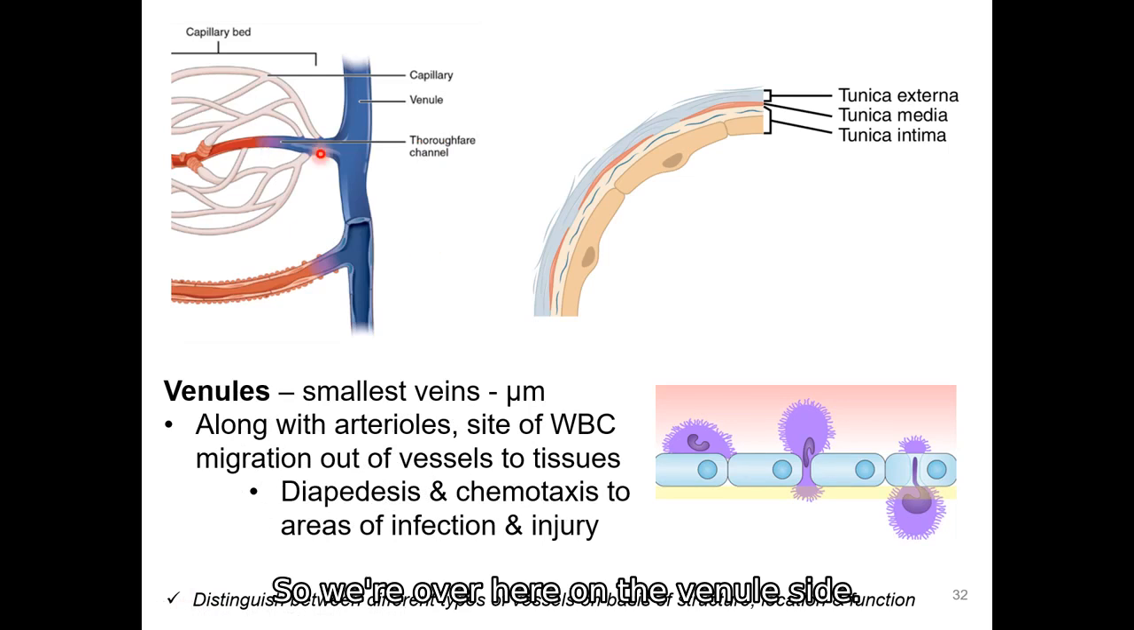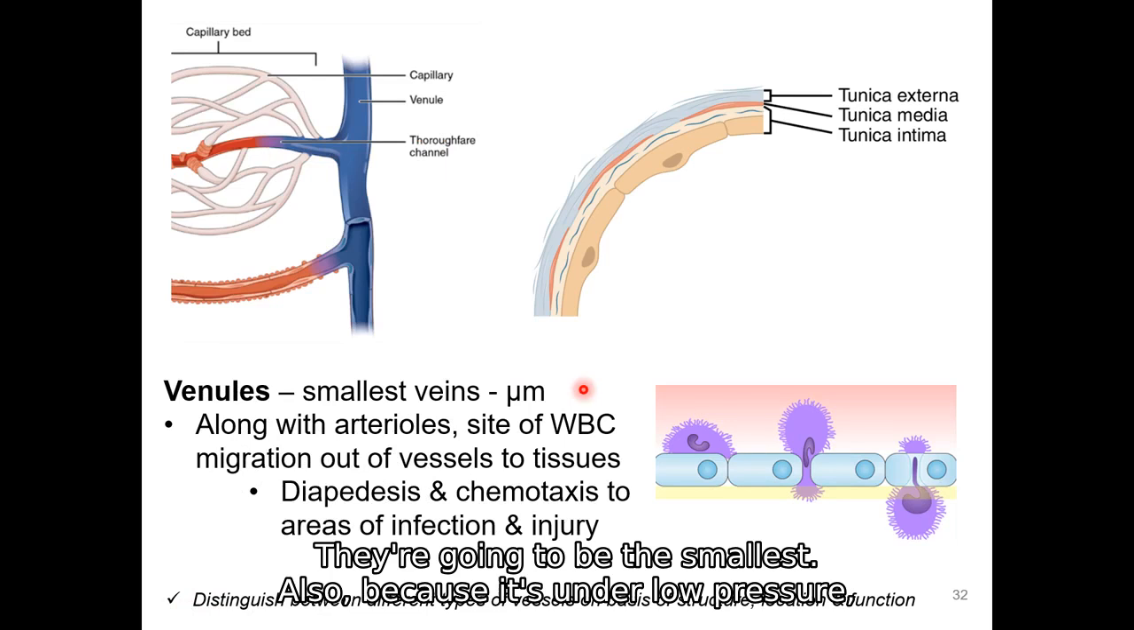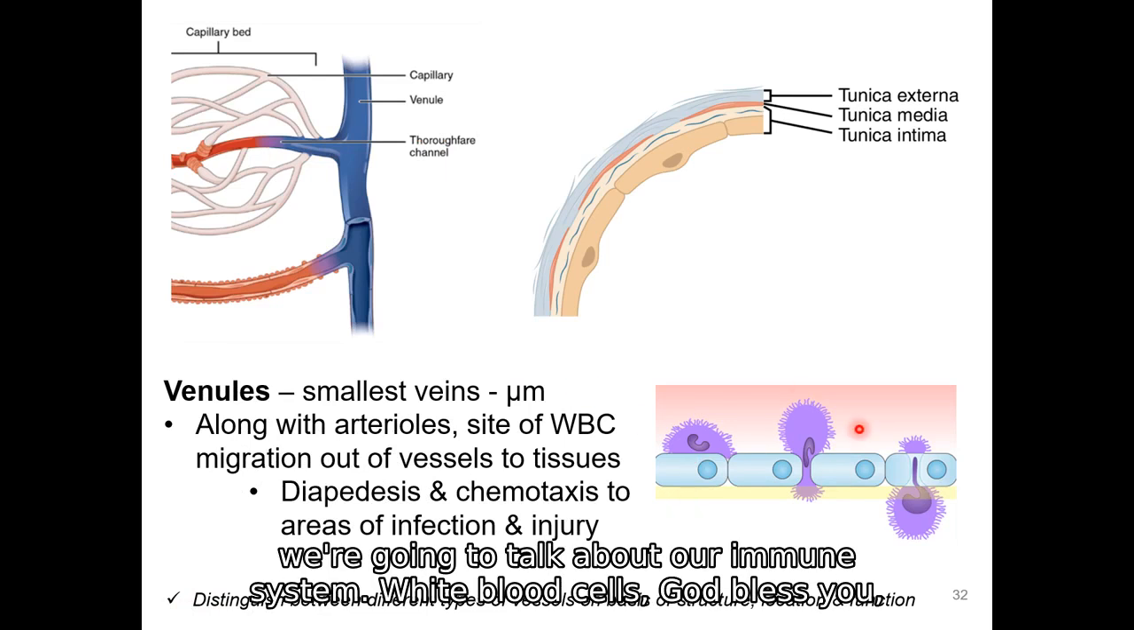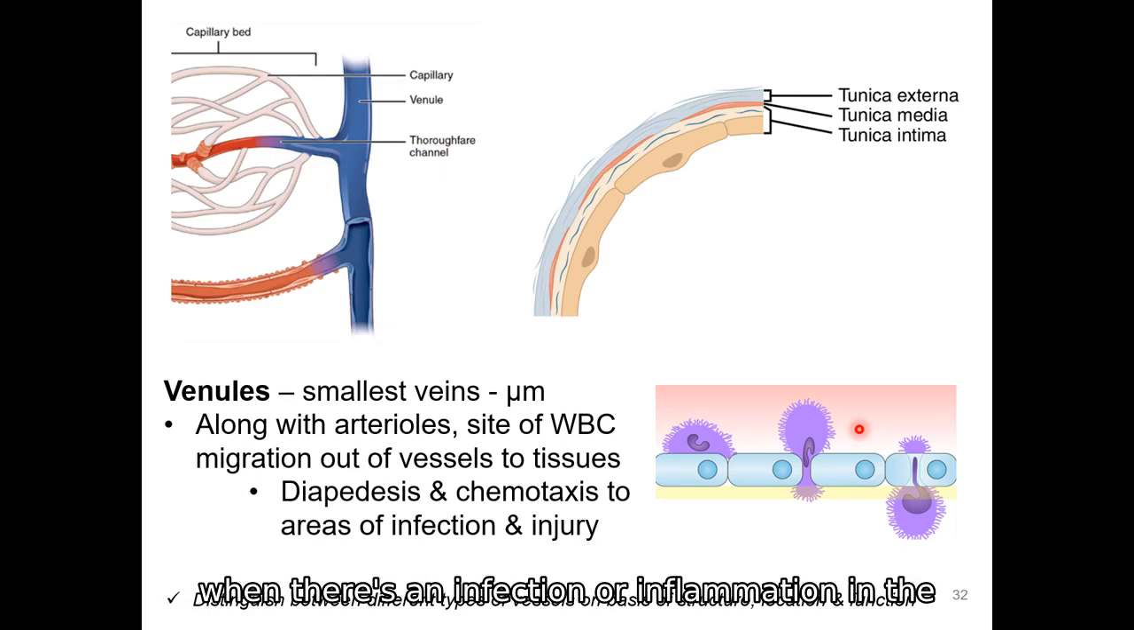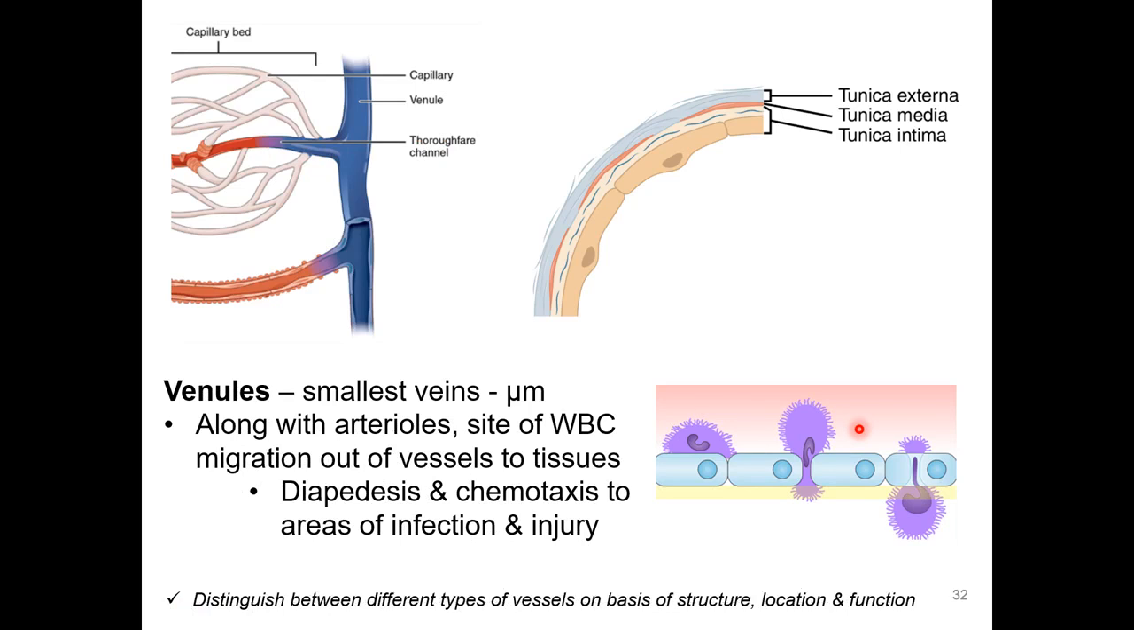So we're over here on the venule side. They're going to be the smallest. Also, because it's under low pressure, we're going to talk about our immune system. White blood cells, God bless you. When there's an infection or inflammation in the tissues, white blood cells are going to leave the blood supply. They can leave from a venule because it's nice and slow when they're thin and they've got walls they can get through. So that's called diapedesis and chemotaxis.